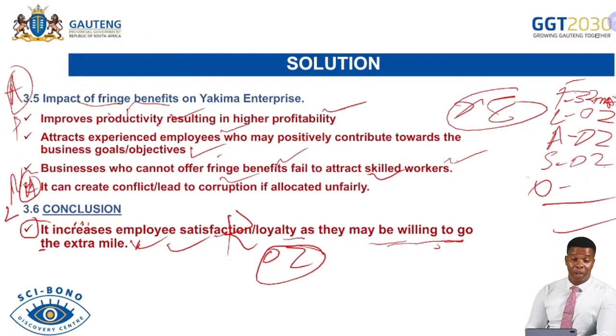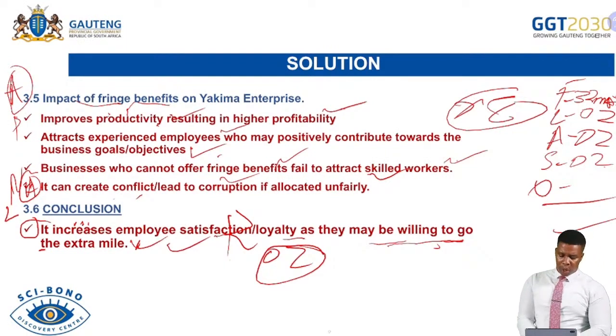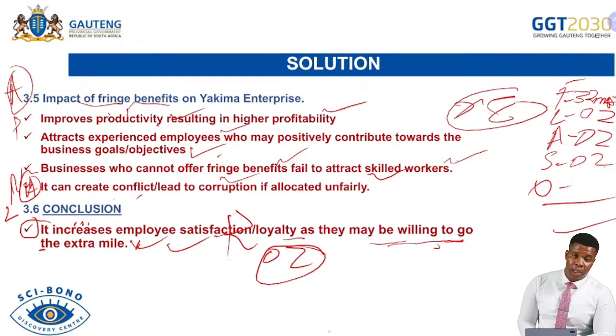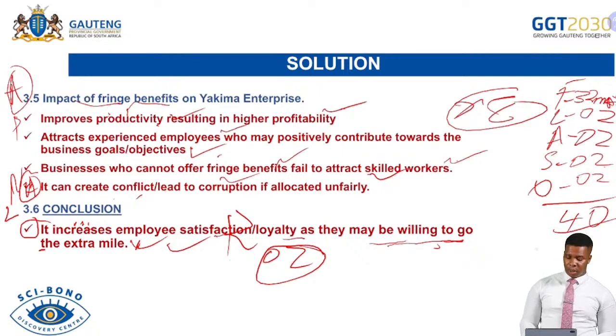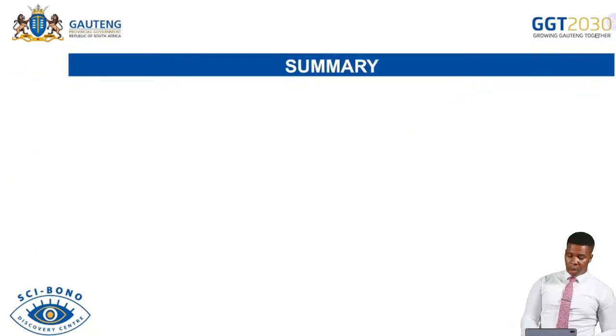Originality is about giving an example that was not researched. Maybe you can say, with fringe benefits, for instance, KFC has their workers working so hard because they are given fringe benefits such as free lunch. So that is an example that might be original. So you get 2 for that, and that's how you get your 40 for your essay. So that would be the end of our lesson.